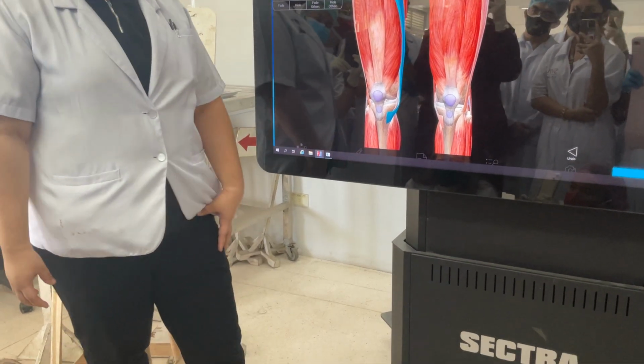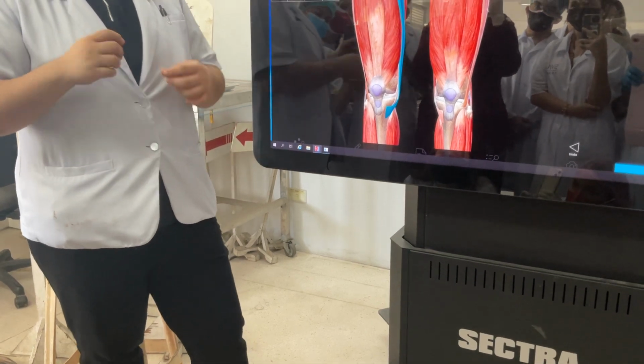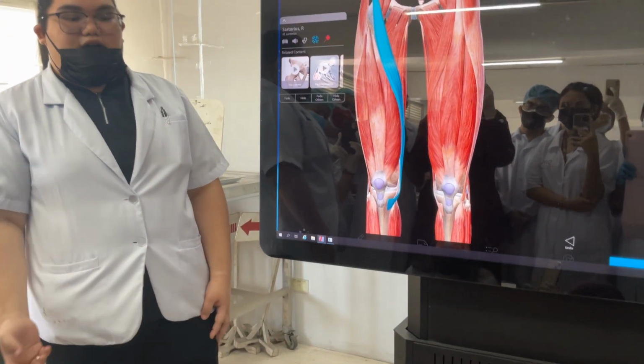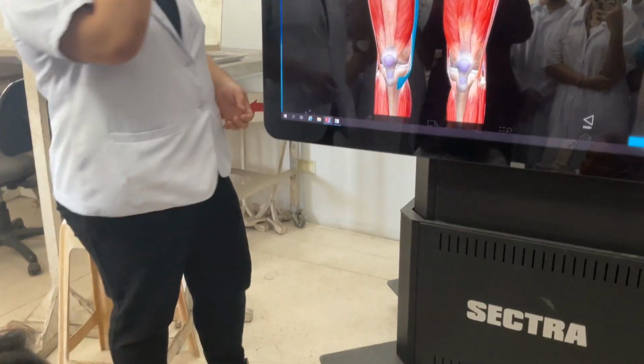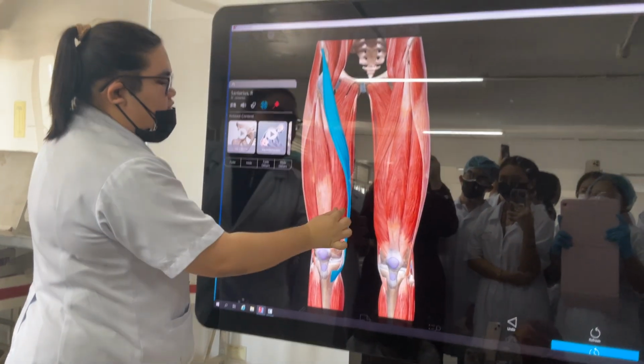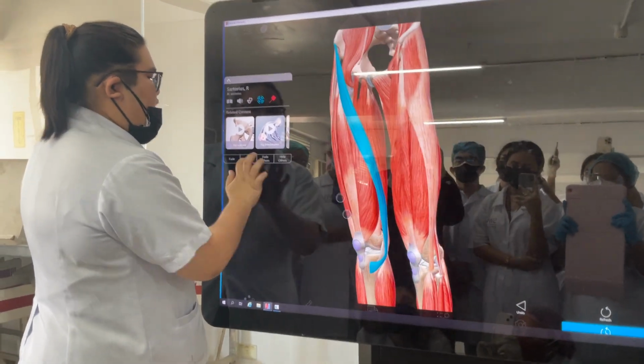We call this the tailor's muscle because in the olden times, tailors used to squat down and do their sewing. So when they do that, they have to externally rotate and flex their knees so that they can squat down. That's why it's called the tailor's muscle. Again, this is very easily identifiable in the cadaver. Right here on the medial side, that's the sartorius.